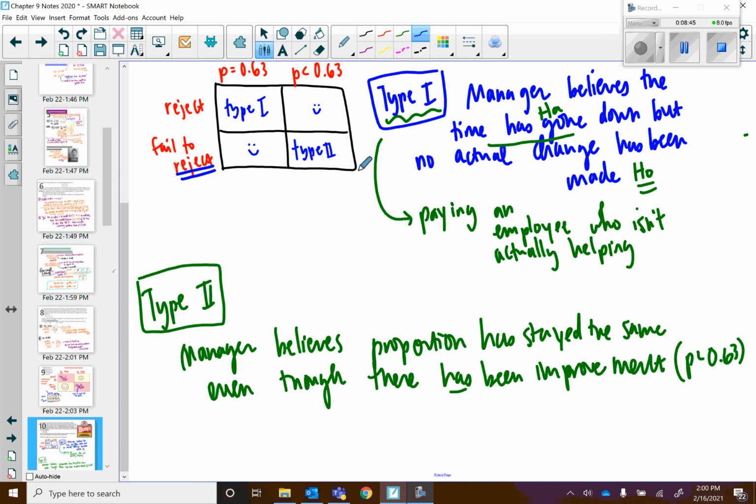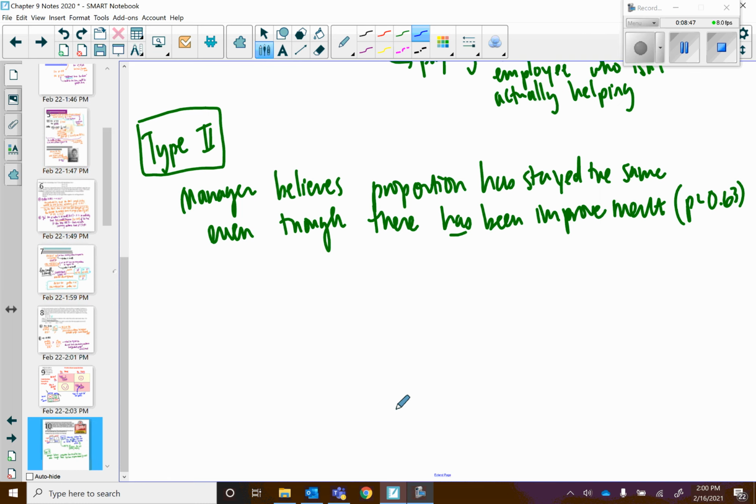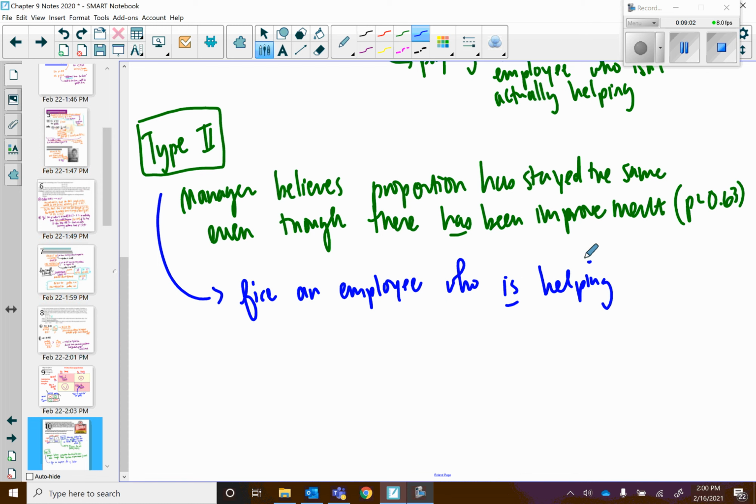So what would be a consequence of this? Well, he could think, hey, that extra employee did not actually help. He could theoretically fire an employee who is helping. And maybe fire is a bit too far, right? Maybe not fire, but he just doesn't assign this kid to the shifts. But that person is actually helping. There has been an improvement, but the manager doesn't think so. So he's not going to waste his money paying this guy to go help the drive-through.